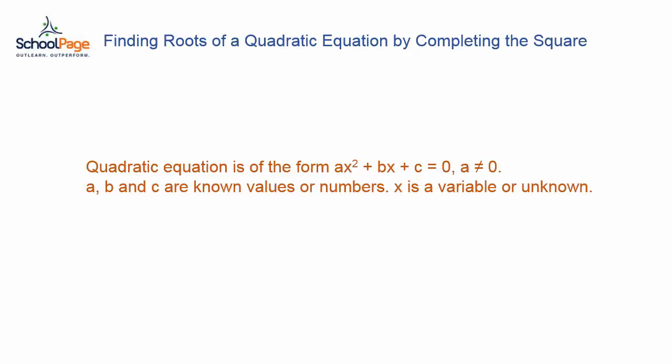A quadratic equation is of the form ax square plus bx plus c equal to 0, where a is not equal to 0. A, b and c are going to be numbers. X is going to be the variable. In a quadratic equation, the variable is always squared and the highest degree is always 2.